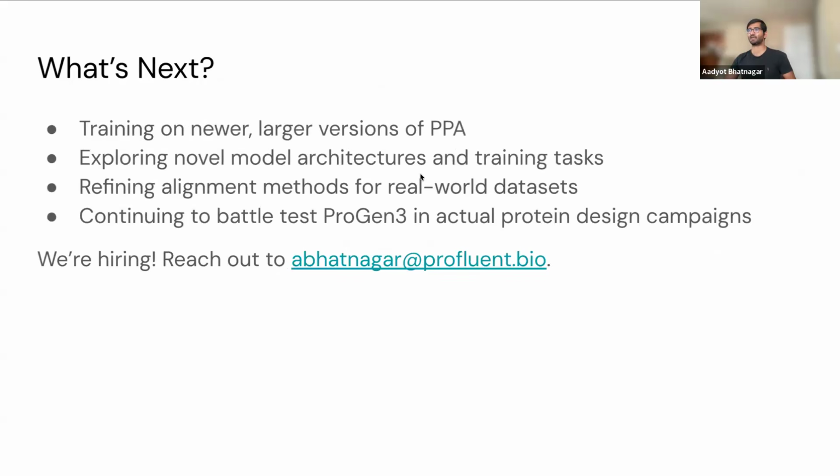In terms of what's next, we're continuing to train our models on newer, larger versions of the PPA. As I mentioned at the start of the talk, PPA version 3, which is at this point already old, has 10 billion proteins, which I think is about 3 times larger than the next biggest data set out there. We're also exploring novel model architectures and training formulations. We're continuing to refine our alignment methods for real-world data sets like the slide I just presented. And we're continuing to battle test ProGen3 and other models in actual protein design campaigns.